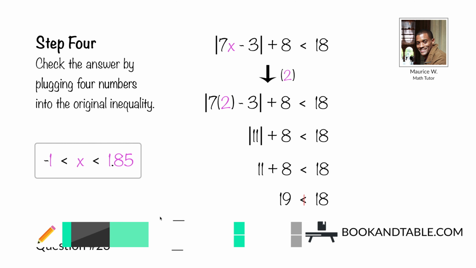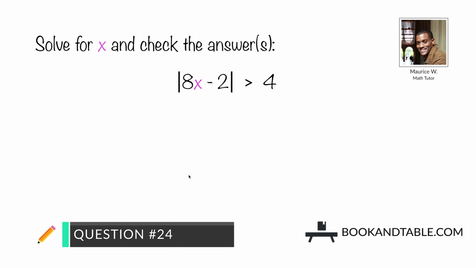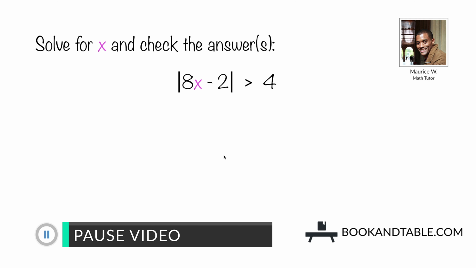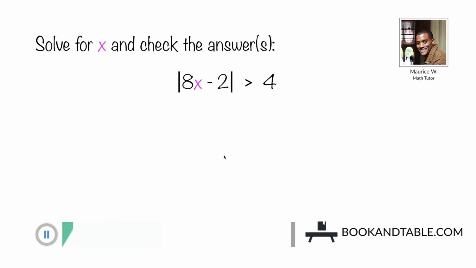Question number 24. We now have the absolute value sign and greater than. Solve for x and check the answers. The absolute value of 8x minus 2 is greater than 4. Pause the video, answer this question, and then press play when you are ready.